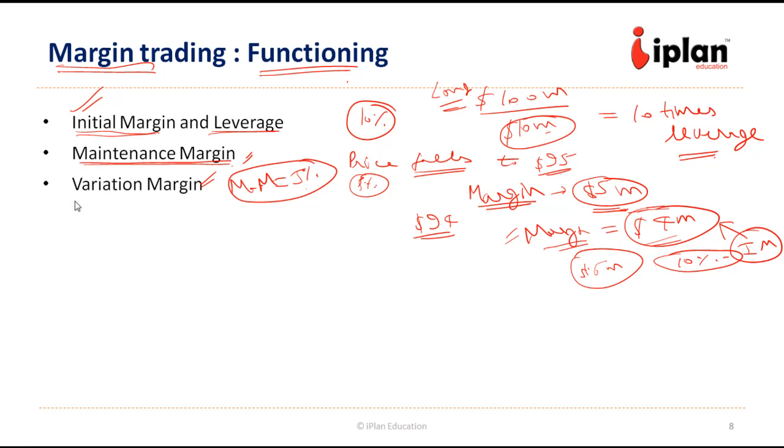The next concept is variation margin. This is nothing but the amount which has to be given to put it back to the initial margin level. So in this case it is $6 million. This is the amount which has to be put in in the case of a margin call, where the margin balance is made equal to the initial margin.